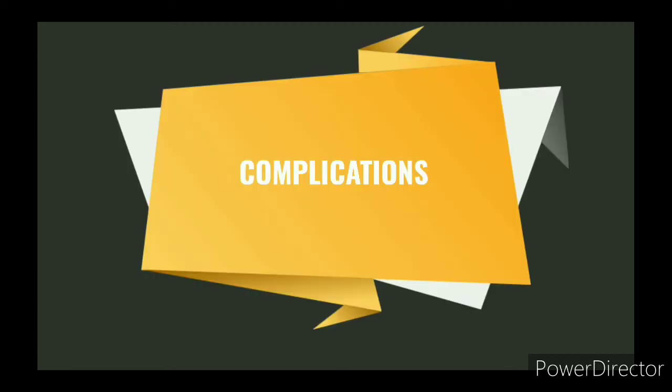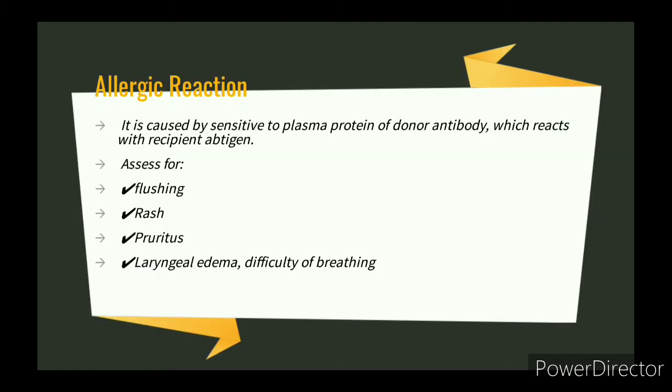Next, and then after that, we're going to discuss also the complication. What is the complication of blood transfusion? Okay, number 1 complication is allergic reaction. Ano po ba yung allergic reaction? Allergic reaction, it caused by sensitive to plasma protein of donor antibody which react with recipient antigen.